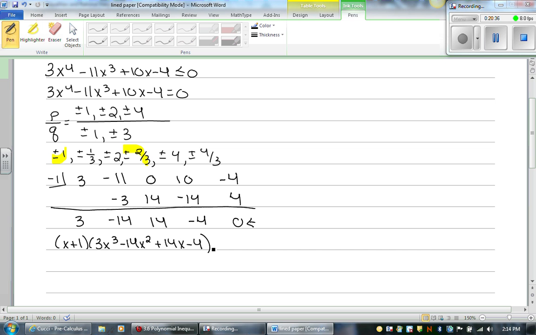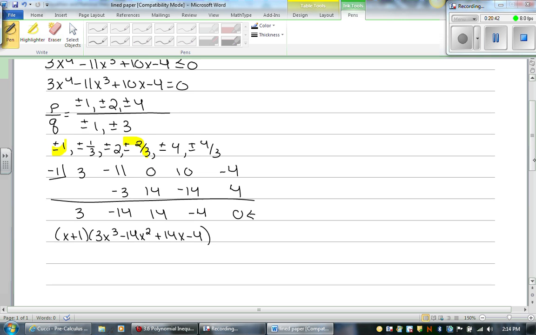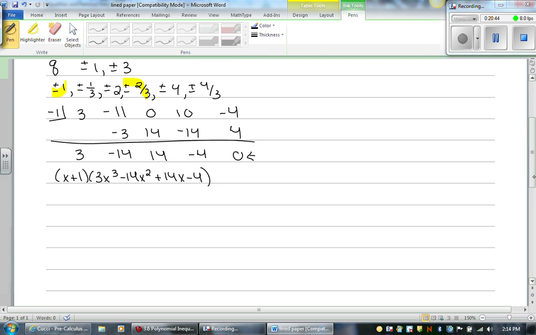Okay, so the next thing we're going to do is test that second value that we weren't really sure of, maybe that 2/3. And remember, we can do it with a fractional value. There is another way we can test it, and that would be to use the remainder theorem. But the nice thing about synthetic division is it gives us that other factor. So let's try 2/3.